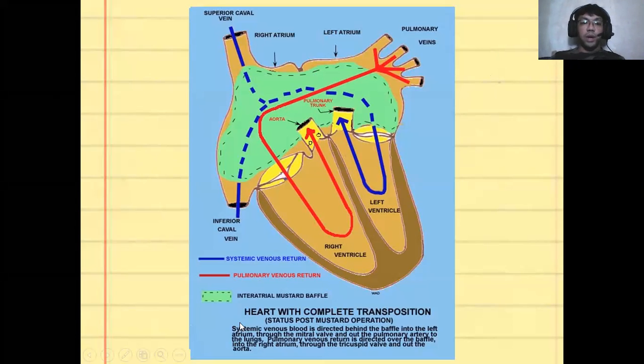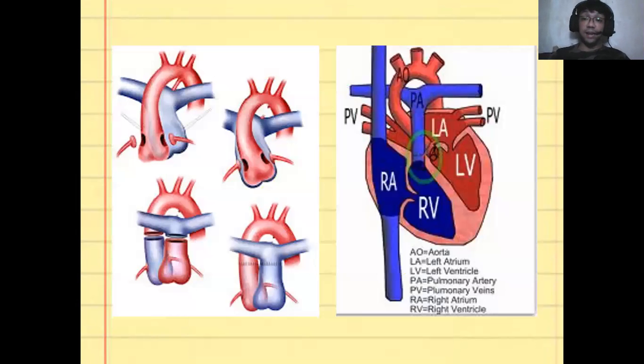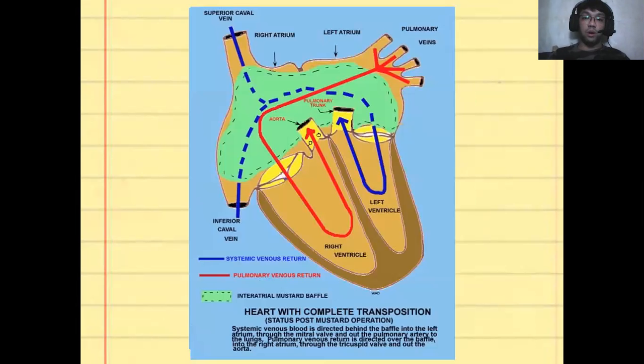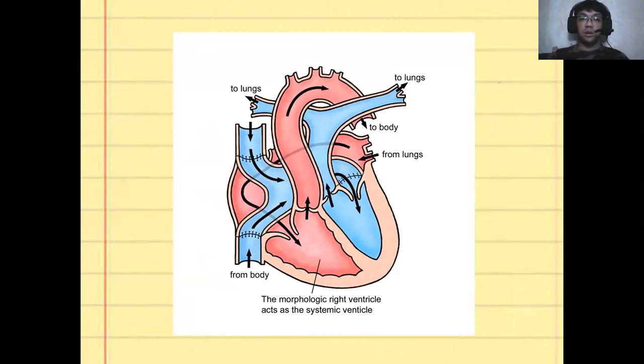So going here, the systemic venous blood is directed behind the baffle into the left atrium, through the mitral valve, and out the pulmonary artery to the lungs. Pulmonary venous return is directed over the baffle into the right atrium, through the tricuspid valve, and out into the aorta. But remember, this is really not a corrective procedure, unlike the Jatene procedure. So this is also one of the procedures that they are going to do with this defect.